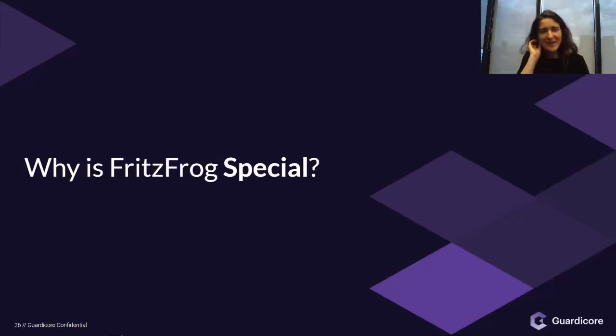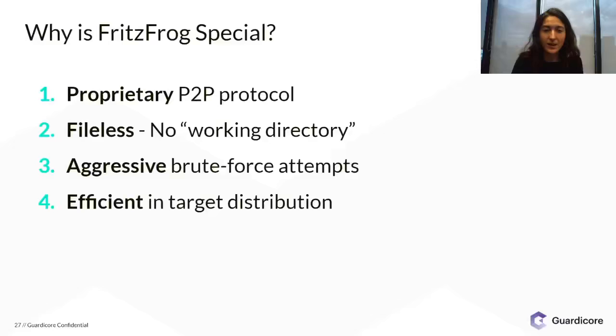So these were the technicalities of Fritzfrog, but one might wonder what makes it special, because Fritzfrog is not the first P2P botnet seen in the wild, and it's not even the first one to be used for crypto mining. So what makes it special? I think Fritzfrog is special compared to other botnets in the fact that it combines several characteristics that no other botnet combined in the past. And these are those characteristics.